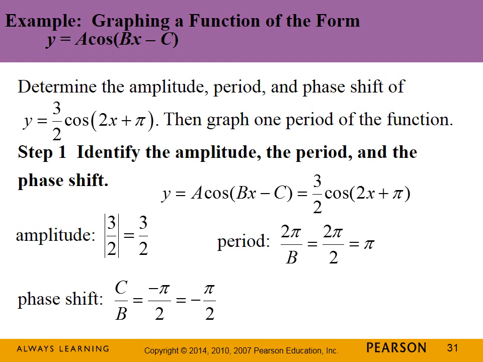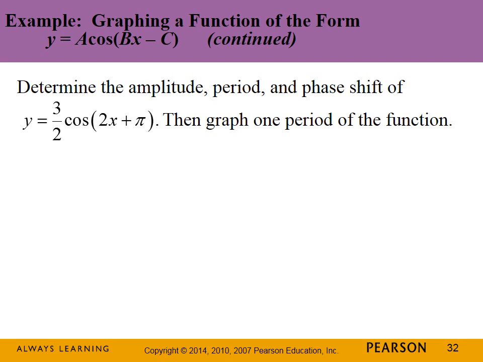Why is it negative? Because remember that the format of the function is y equals a cosine (bx minus c), and in this example they have a plus. So instead of thinking of it as 2x plus pi, you might want to think of it as 2x minus -pi. And that means that the graph is going to be shifted pi over 2 to the left.